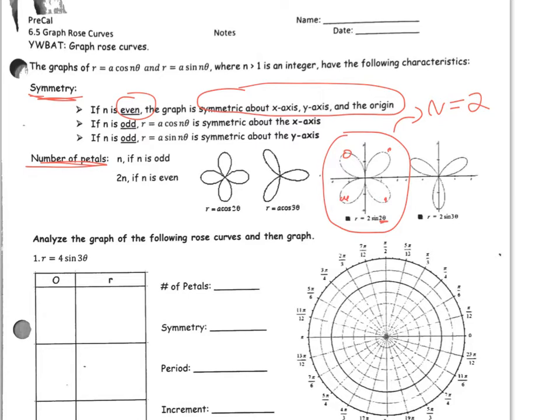Now, a little bit different for this one than the last video. For the number of petals, if n is even, you double n, 2n, and that's going to give you how many petals. So you can see, for this one, since n is 2, you double that, see how you get 4 petals right here?